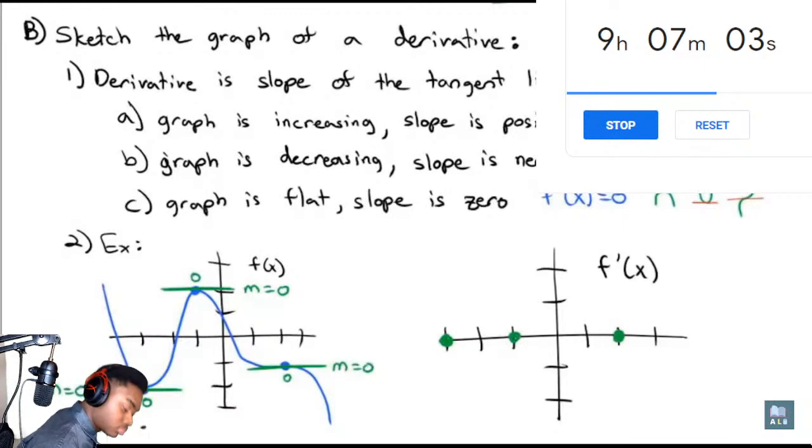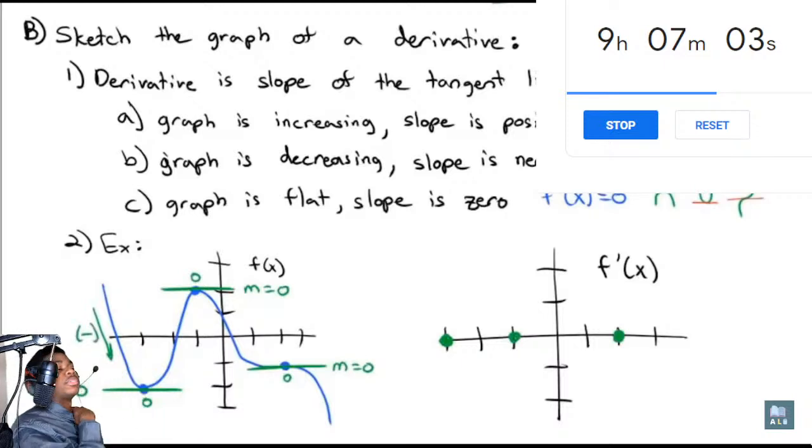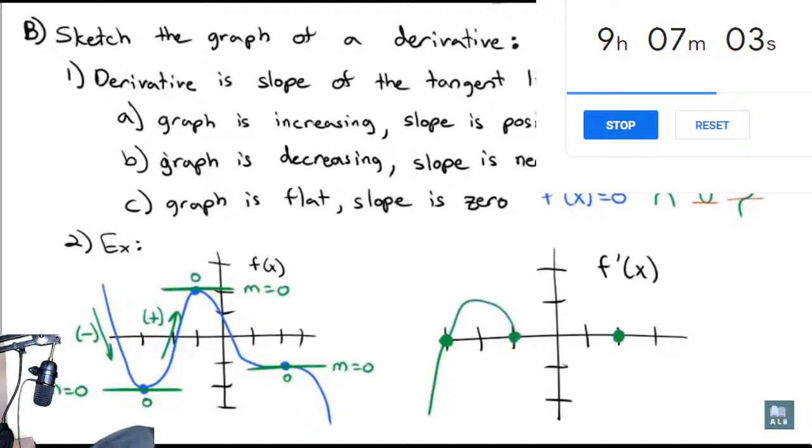The next thing I notice is the graph starts going downhill. The slope is negative. So we need to start negative on our graph until we hit that point. After that, the graph starts going uphill. It's increasing. The slope is positive until the next 0. So we need to make sure our graph is positive until we hit the next 0. Notice the green line is now all above the x-axis, positive to the next 0.